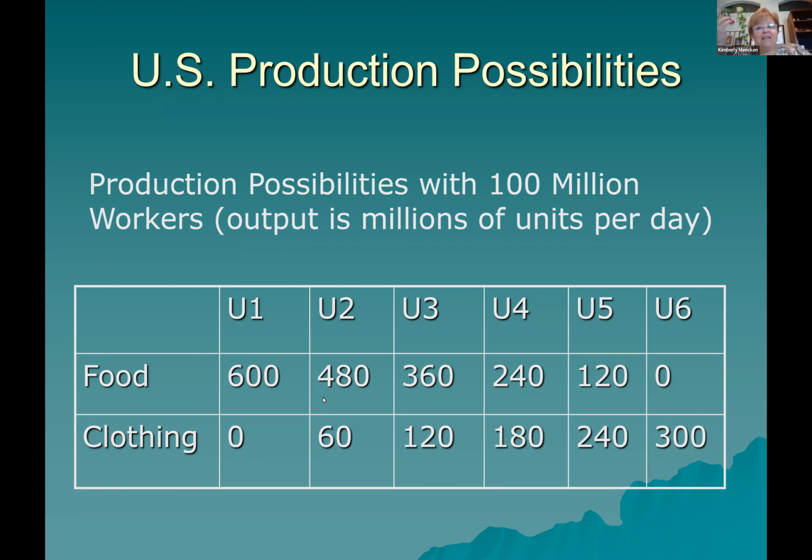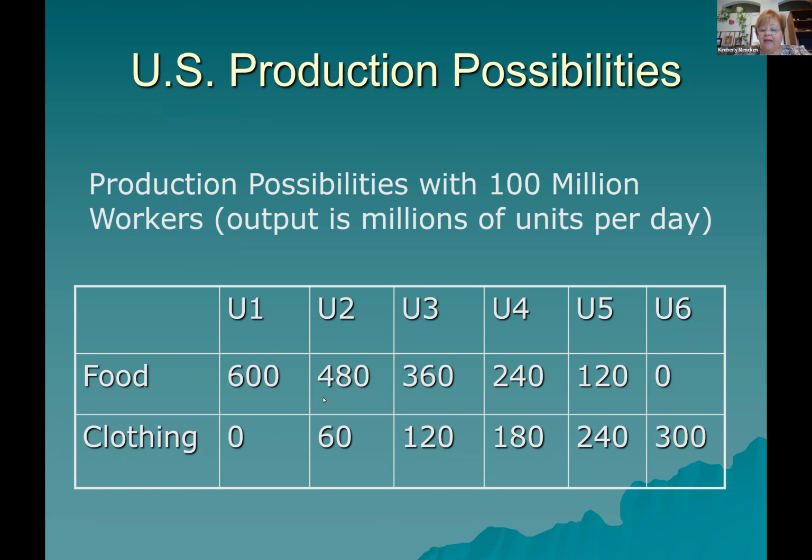Okay. We're going to put this on paper as a straight line PPF. It's not really, but it's going to make our analysis a lot cleaner looking if we do it this way. So we're going to do a straight line PPF here. So completely specialize in food, 600, completely specialize in clothing, 300.